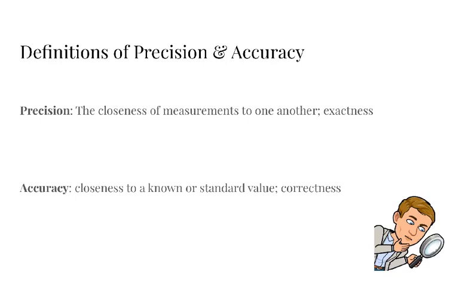Precision is about how close measurements are to one another, or how repeatable they are. It's also the exactness of a measurement. On the other hand, accuracy is how close a measurement is to a known or standard value, basically the correctness of a measurement.